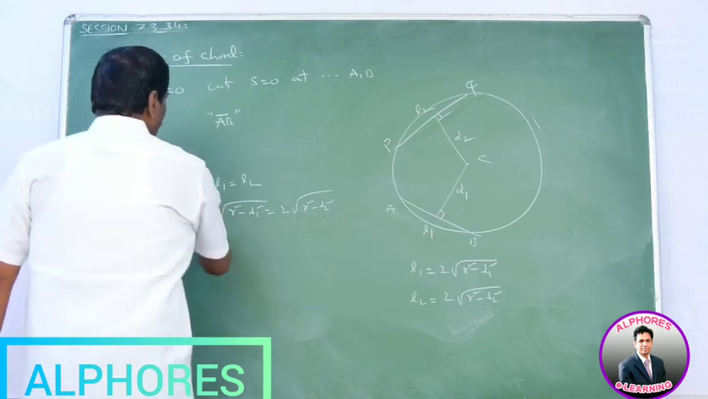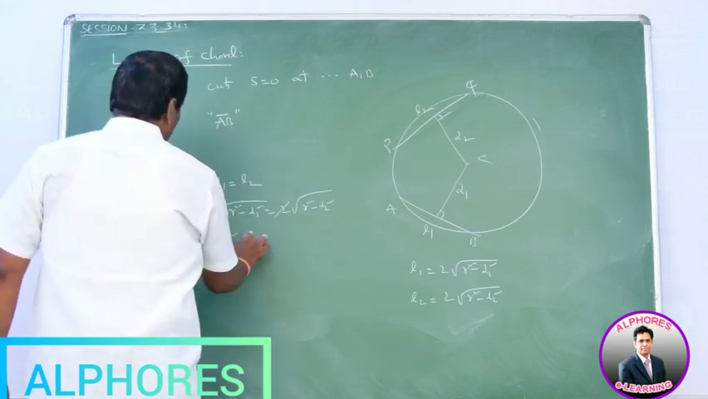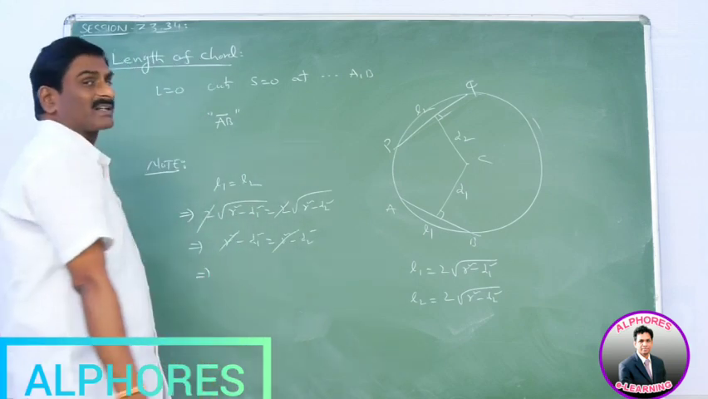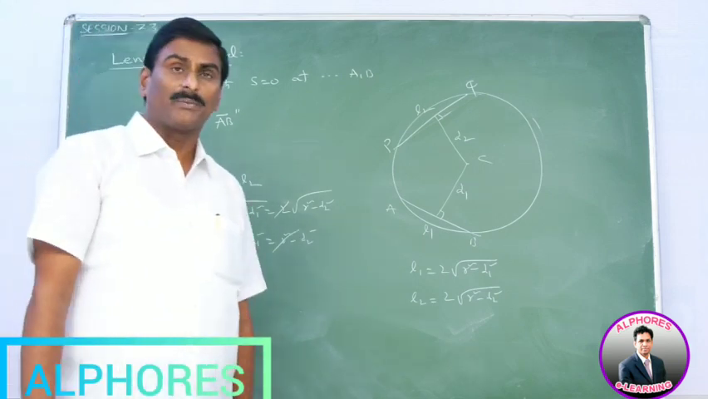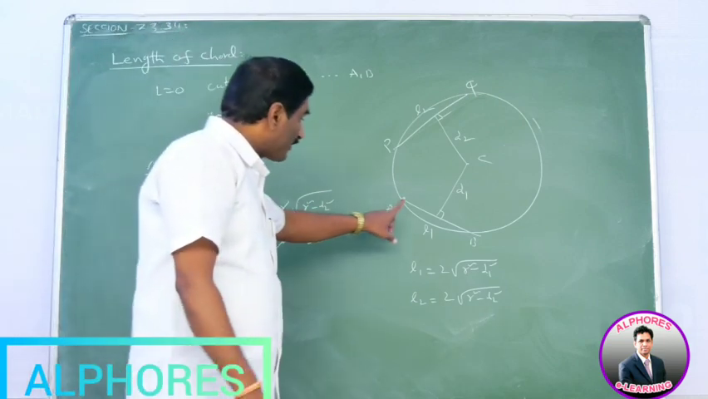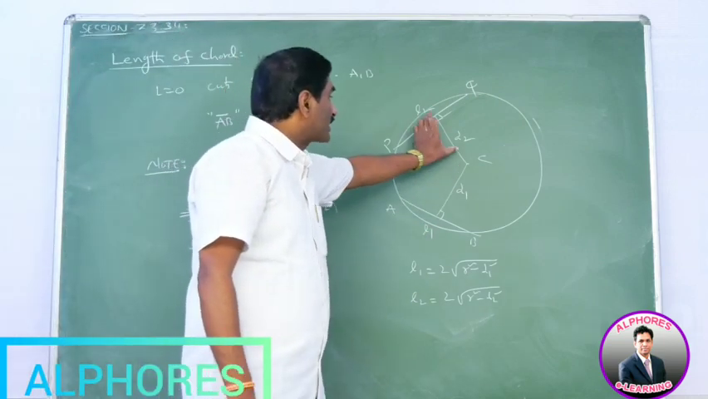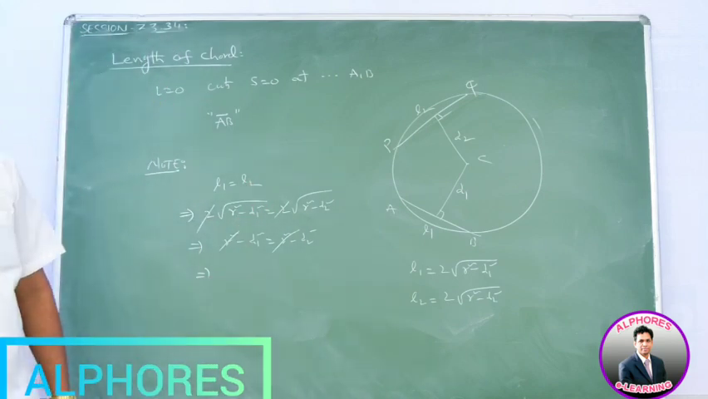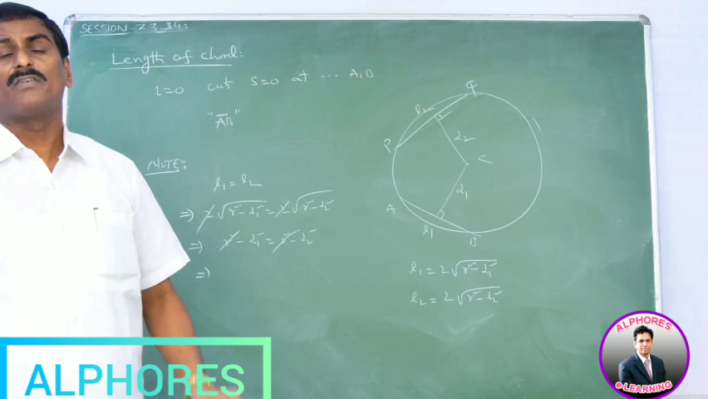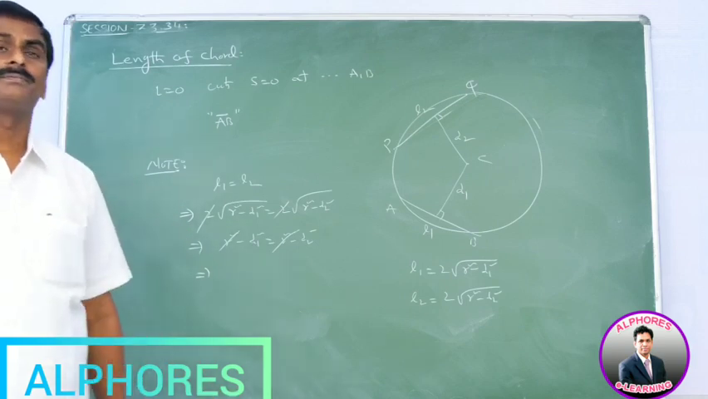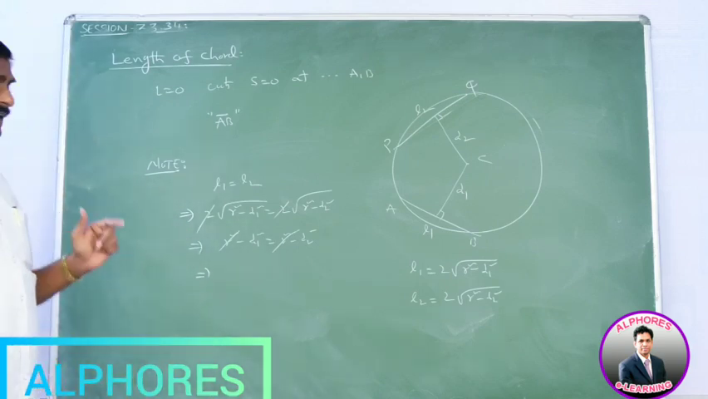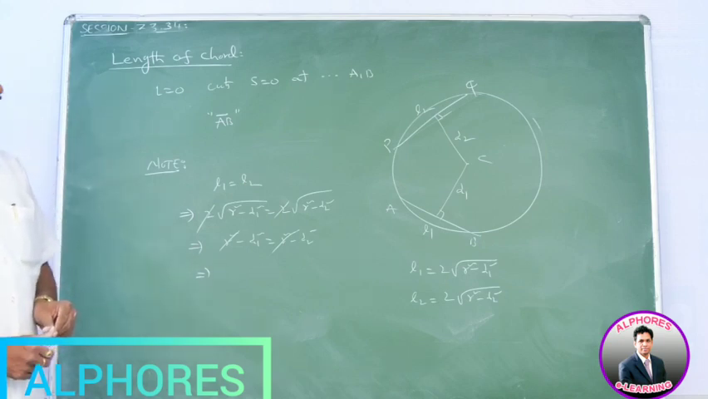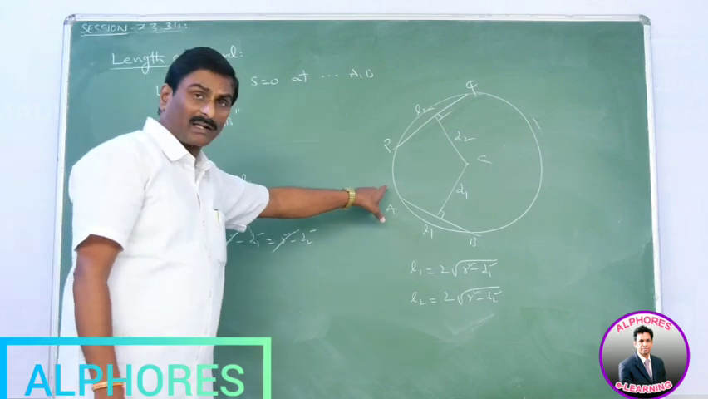The 2 cancels. After squaring on both sides, R square minus d1 square is equal to R square minus d2 square. R square cancels. d1 square is equal to d2 square, that means d1 is equal to d2. If two chords have equal length, then they are equidistant from the center of that circle. Very important point. Note this point, this diagram and proof.